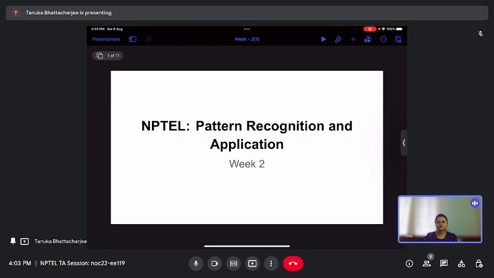So, as you saw last week, in these sessions we will basically be solving some problems related to this week's lectures. Today we will focus on certain classifiers, mainly the Bayes classifier and the minimum risk classifier. We will try to solve some problems and design some of those classifiers. Okay, so let us get started.